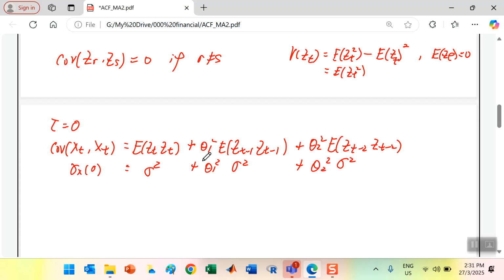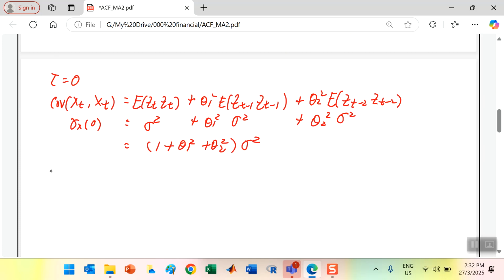So this basically is a covariance of xt. There are two series here, xt and zt. You can rewrite this in the form of sigma squared 1 plus theta 1 squared plus theta 2 squared sigma squared. So this is the variance, or the covariance of xt at lag 0. We do the same thing when you substitute tau equal to 1.